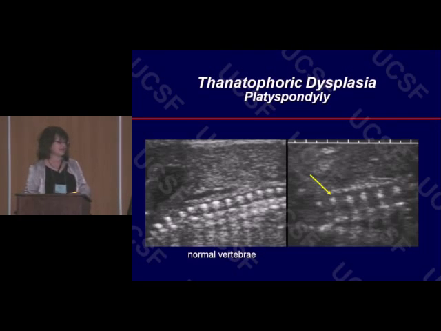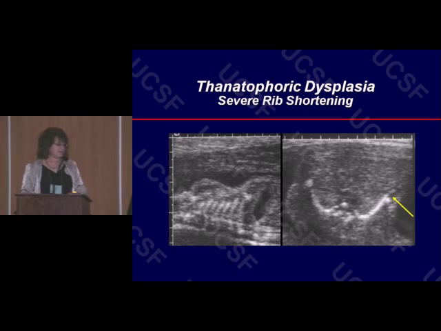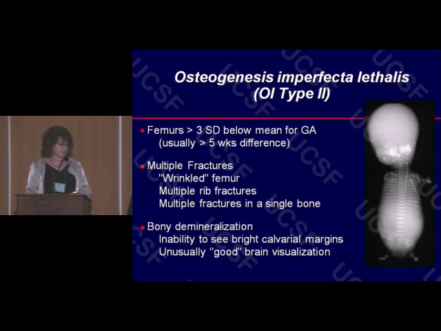Platyspondyly is recognized by ultrasound in this way. On your left is normal, with the spacing between the vertebrae about equal to the size of the ossification centers. On your right, platyspondyly, the ossified areas are much smaller than the spaces in between. And here is the severe rib shortening. The ribs come round to significantly less than half of the thorax circumference.